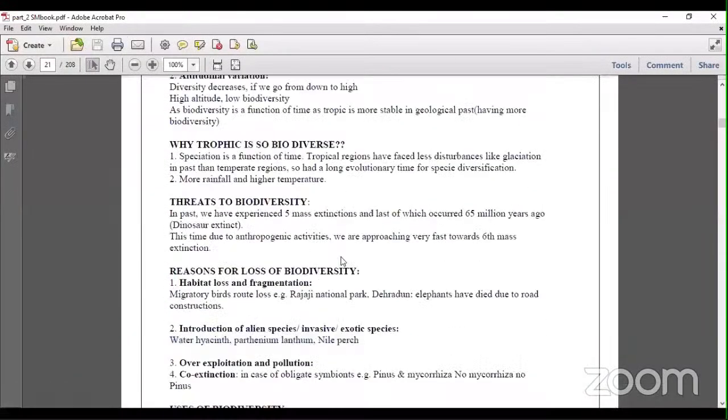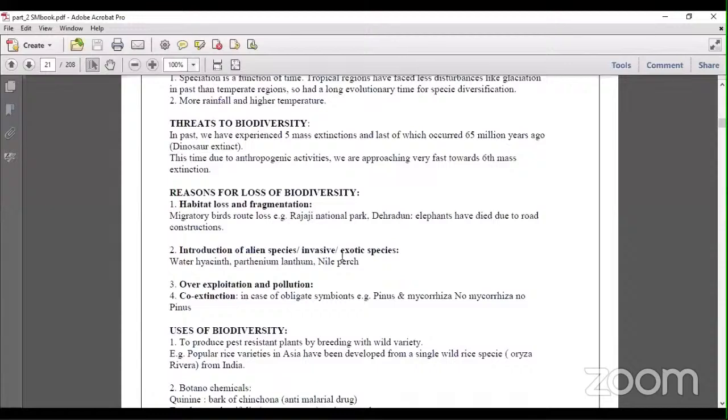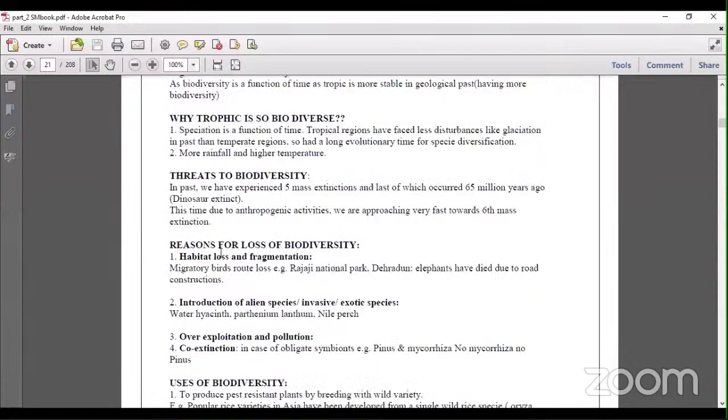and we have talked about here. Now the next is threats to biodiversity, right? What are the threats? Just a second, I will share this in the group also.